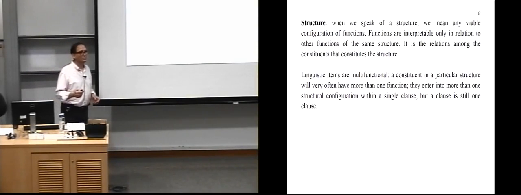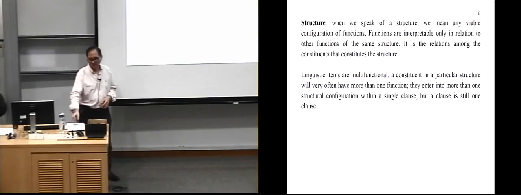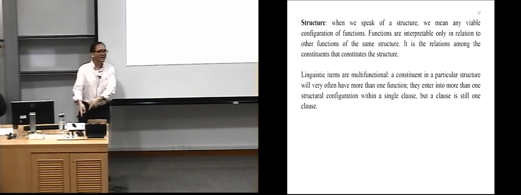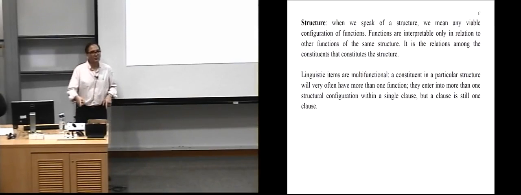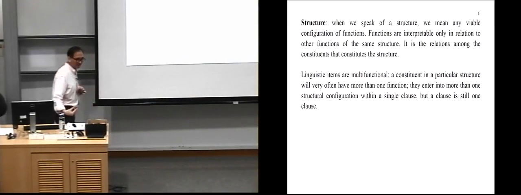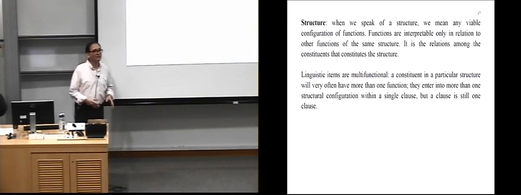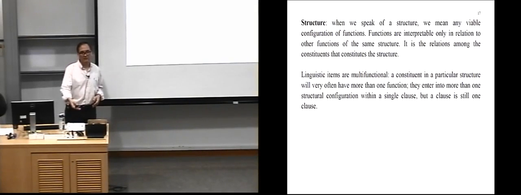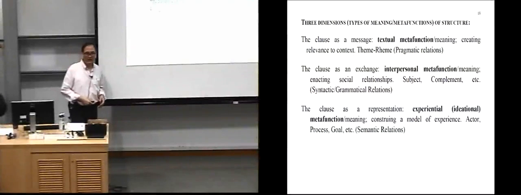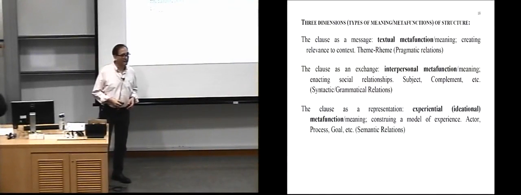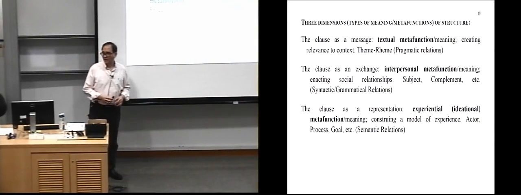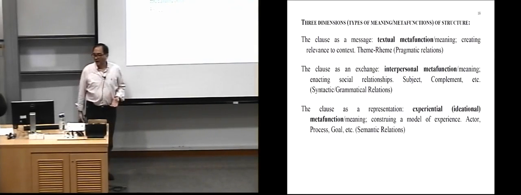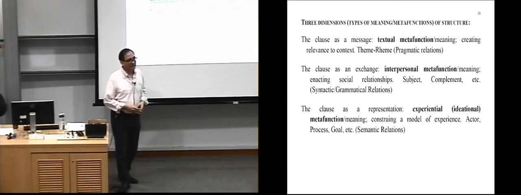It's still one clause though. So it's really just different perspectives. So it's like I put that there and I can look at it from this way or I can look at it from that way, but it's still the same thing. It hasn't moved, it hasn't done anything, right? So we're going to be doing that. So we're going to be looking at a sentence from different perspectives, even though the sentence is not really a thing. We're going to be looking at it from different perspectives to see if we can get the best understanding of why somebody would say it the way they said it. So those different ways of looking at it, different perspectives, we call three dimensions or types of meaning or metafunctions of the structure. So the first one that we're going to talk about is the clause as a message.